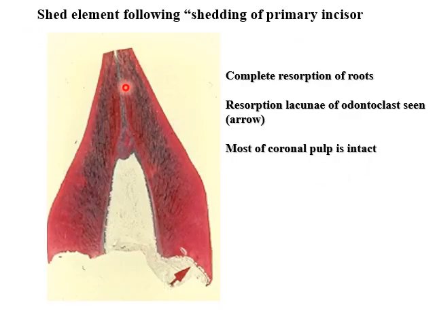These are histological pictures of a shedding element after the deciduous anterior tooth has been shed. Only part of the crown remains, with a pulp chamber, and this pointer is adjacent to the Howship's lacunae of these odontoclast cells. Most of the coronal pulp is intact in this area. Most of the pulp chamber remains.